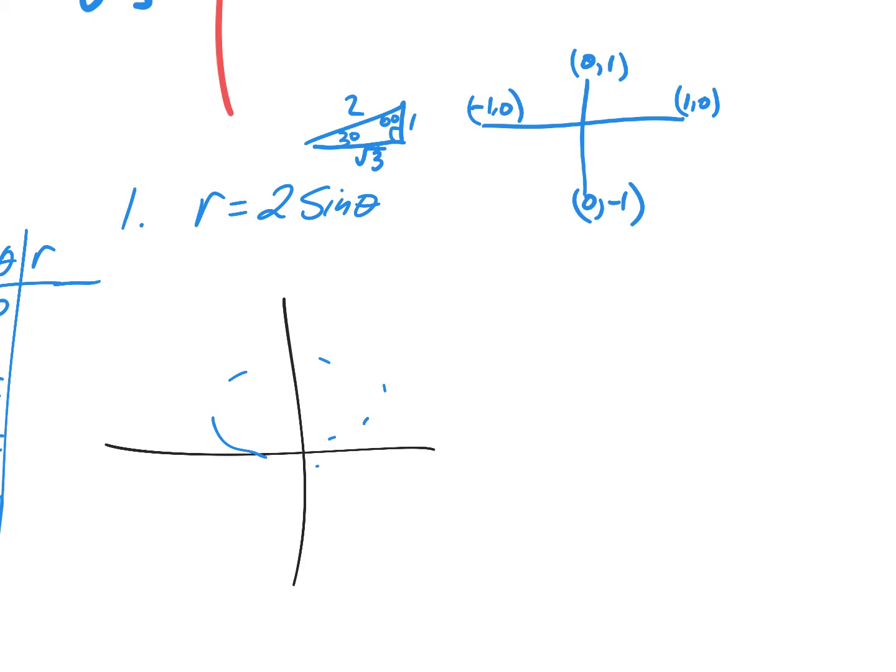And then I'd make a 45, 45, 90 triangle: 1, 1, square root of 2. And now I can do any of the angles.